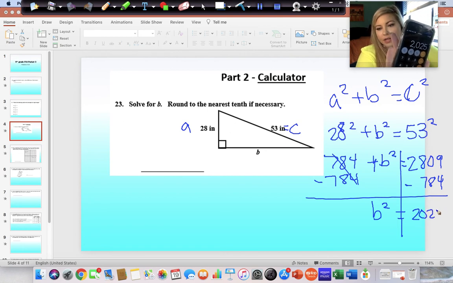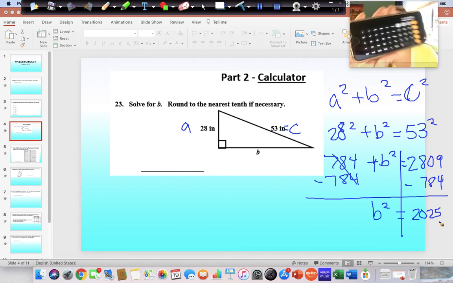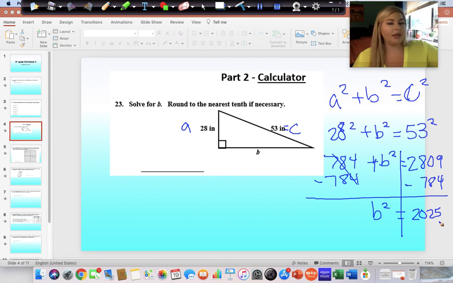Now we are not done yet because that is just equal to b squared. To find just b by itself, you have to take the square root of that number. And when we press our square root button, it gives us 45. So b is equal to 45. So our length for b is 45 inches.